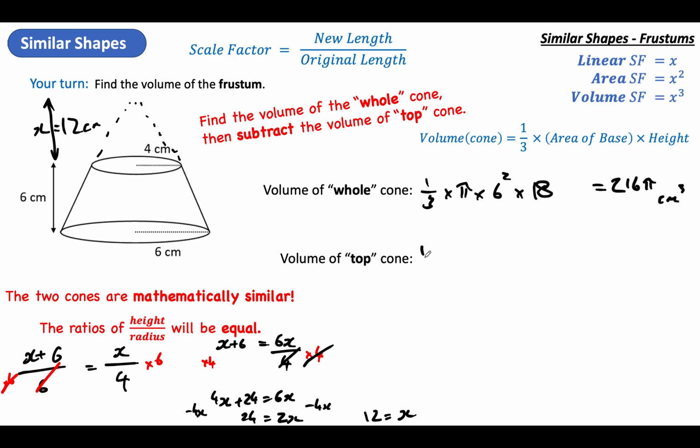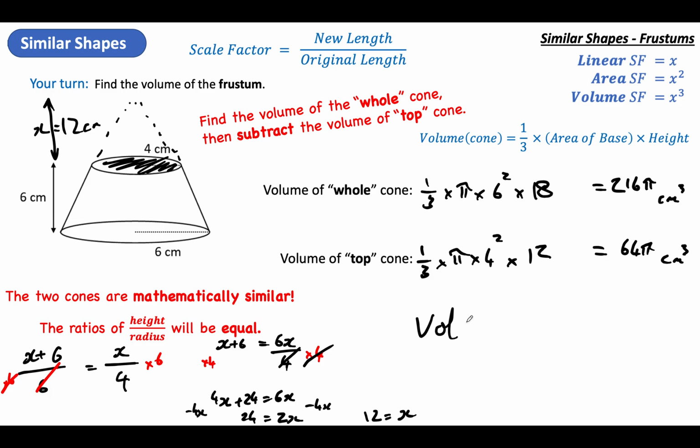Right, top cone, 1/3 times the area of its base. Remember, its base is that circle. So pi times radius squared, pi times 4 squared, times its height, and its height is 12. And this is going to be 64 pi, but guess what? I'm still going to put it in a calculator just to check. 1/3 times pi times 4 squared times 12 is 64 pi. I just don't understand why I don't trust myself enough just to write it down.